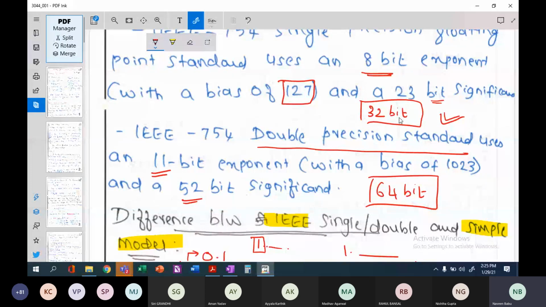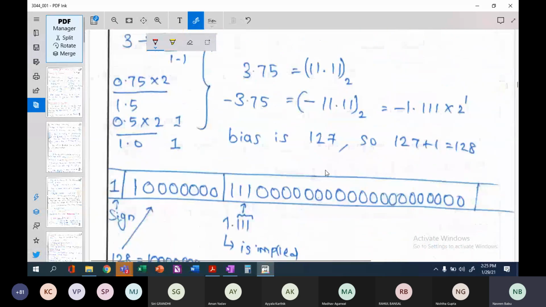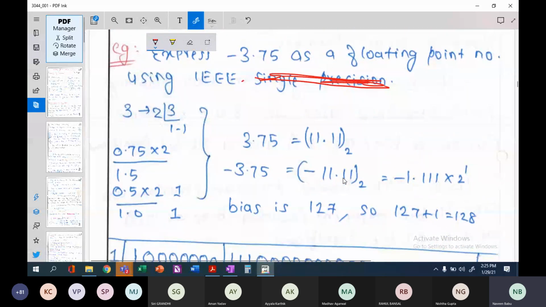Instead, creating a 32-bit number is slightly easier, manually at least, than 64 bits. So that is the reason. Okay, now let us come back to the example. It is 3.75 as a floating point number in IEEE.